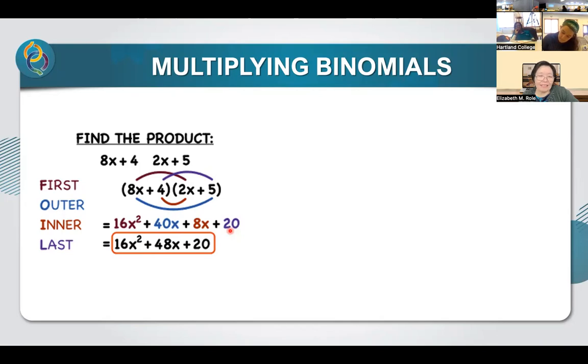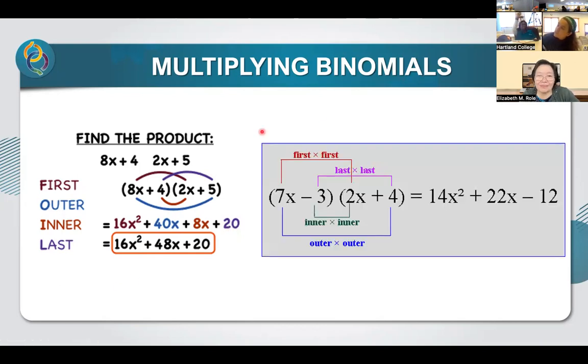So we'll now have first, outer, inner, and then the last term of the binomial. So that's the same. And have 7 times 2. And then outer, 7 times 4. Inner, and then last. So immediately, you can just do your mental math there. Then you'd have 14x squared. And then I have 28 minus 6 is 22.